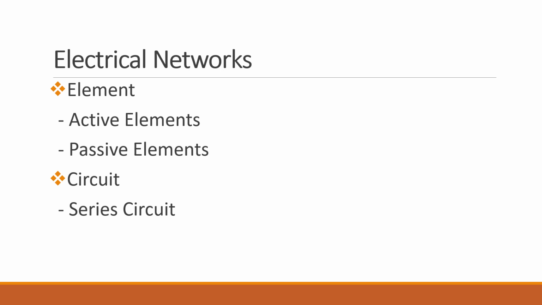The second type of circuit is the parallel circuit. It is a circuit configuration in which elements do not have one but at least 2 points in common. In parallel circuits, voltage remains the same.